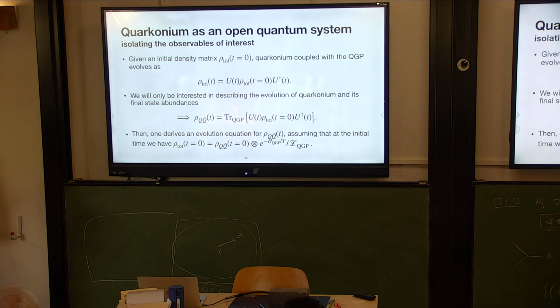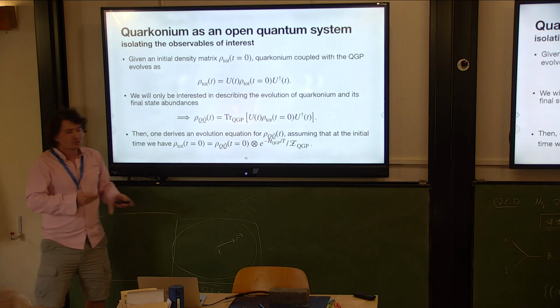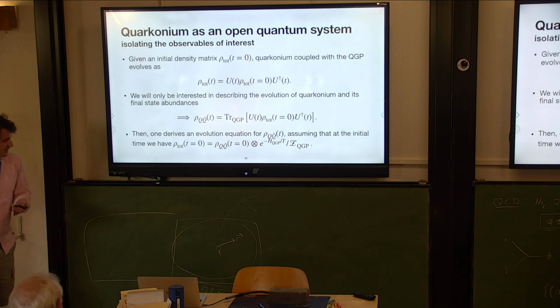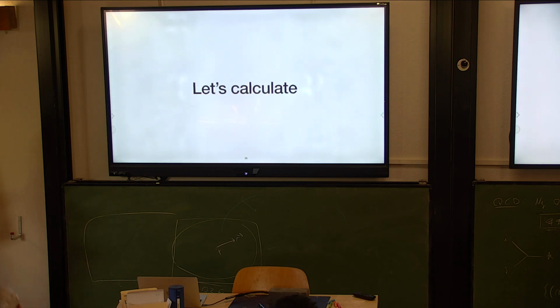And how you treat this in practice is using open quantum systems. Since you're only going to measure properties of the QQ-bar pair, you're not going to measure the state of the quark-gluon plasma at the end, so you can trace that out when you calculate how occupied or depleted a given state is. In practice, what you want to do is write down the evolution for the full density matrix and then trace out the QGP degrees of freedom and hopefully derive an evolution equation for quarkonia in medium. Which leads me to what you have to do to set this up.